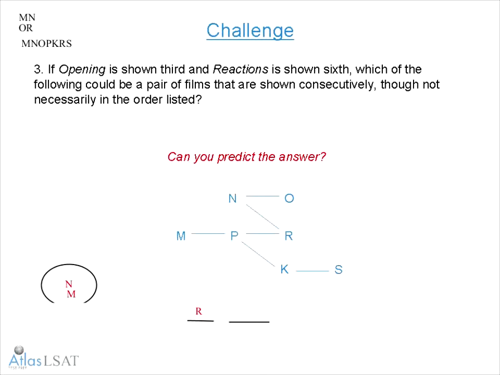Well, let's kind of consider a similar approach that we took last time. We know that O cannot come after the R because O is third. We know it's not going to be N or M, right? We know it can't be P because P comes before R. Could it be K? Could K be the letter that comes after R? What do you guys think? Yes or no?